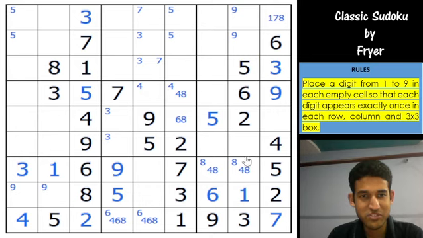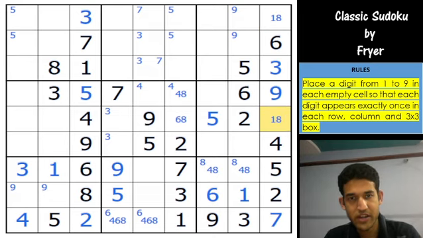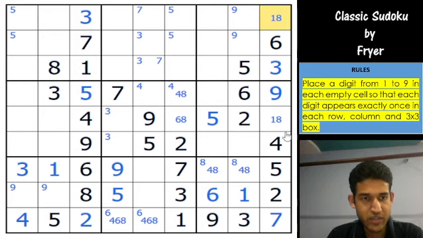That was a nice sequence of digits. So I can remove the 7 from here. 3, 6, 9, 2, 4, 5, 7. So this must be 1 and 8. So okay, I got a pair.